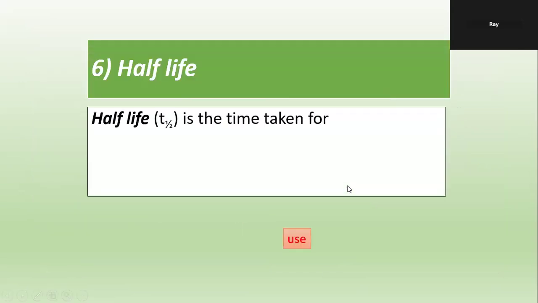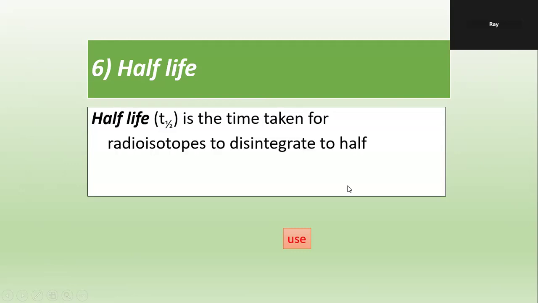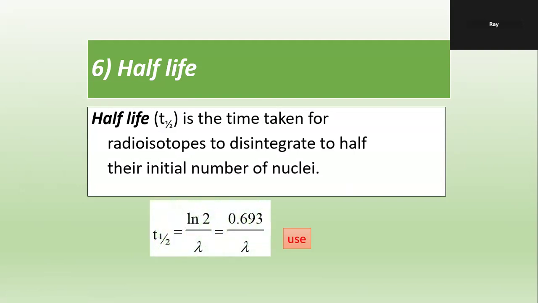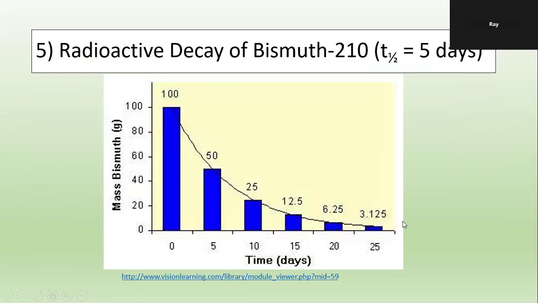Half-life. Half-life is the time taken for a radioactive isotope to disintegrate to half their initial number of nuclei. This formula is found in the formula sheet. You just need to know how to use it. It's given in this form.